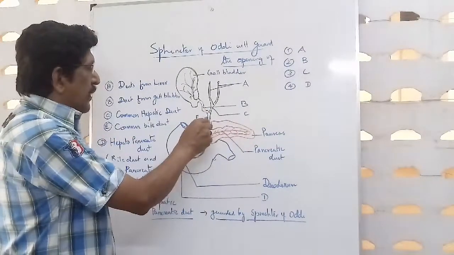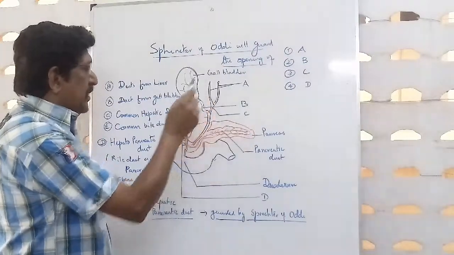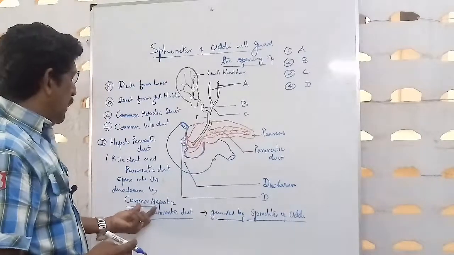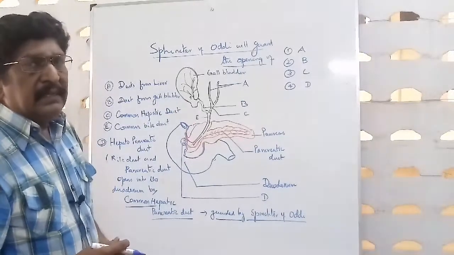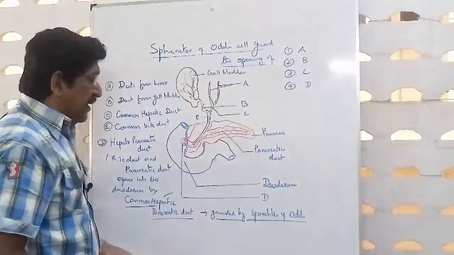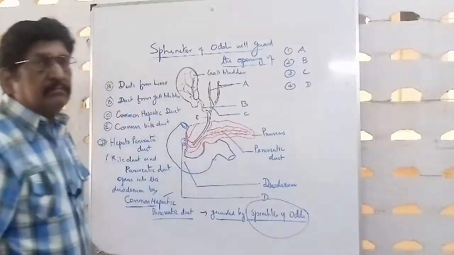Okay, the bile duct comes here and unites with the pancreatic duct, so forming the common hepatopancreatic duct. That common hepatopancreatic duct is guarded by the sphincter of Oddi.